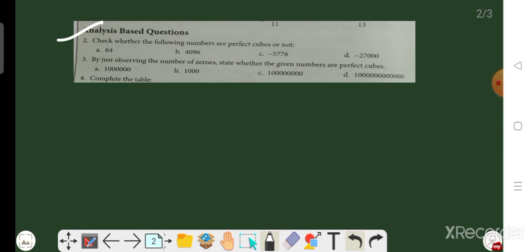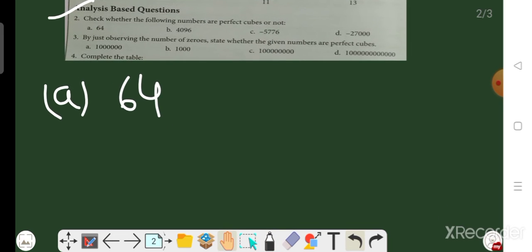we have to check whether the given numbers are perfect cubes or not. Okay. To check whether the given numbers are perfect cubes or not, we have to find their prime factorization beta. Okay. Look at the A part. In the A part we have been given the number 64. What is the prime factorization of 64 beta?